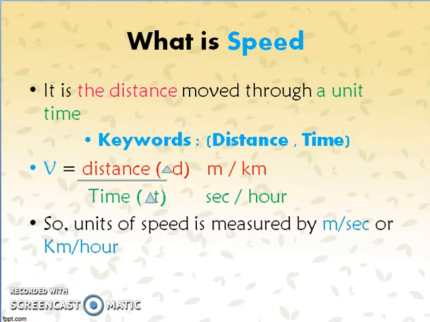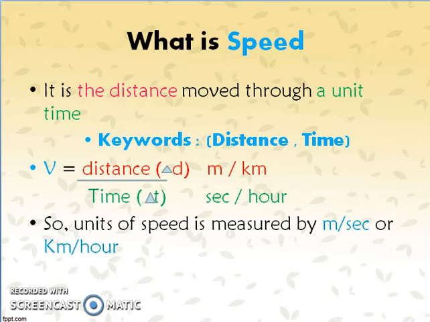So we said that speed is the distance moved through a unit of time, or a unit time. So the keywords that we use in the definition of speed are distance and time. So you're gonna say it is the distance moved through a unit time. When we talk about the formula to calculate the speed, we're gonna say v, which is the speed, equals distance, which is delta d, divided by time, which is delta t.